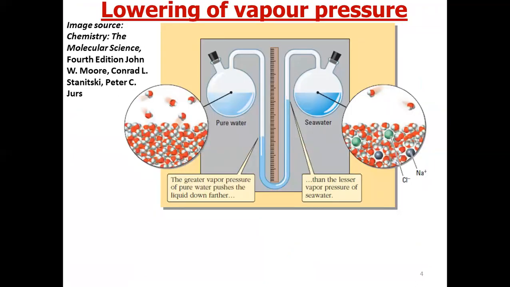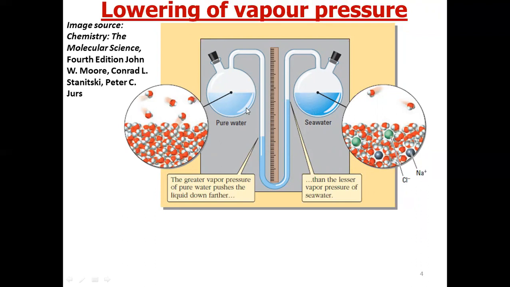So first, let us discuss lowering of vapor pressure. First, we will see what is meant by lowering of vapor pressure. Now we all know that the molecules of all liquids have a tendency to escape from the liquid state to the vapor state. When the molecules go from liquid to vapor state, they exert some pressure. The pressure exerted by that vapor is called vapor pressure.